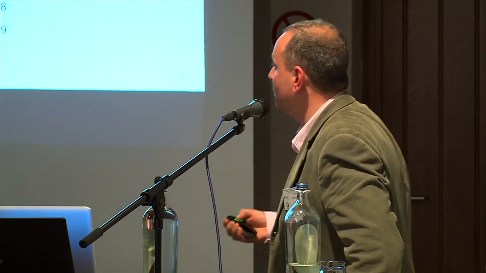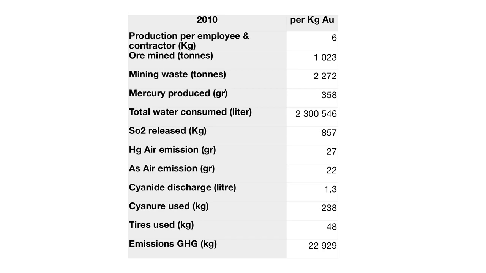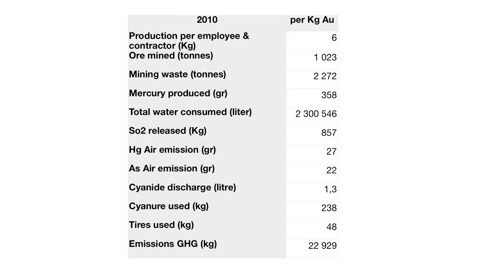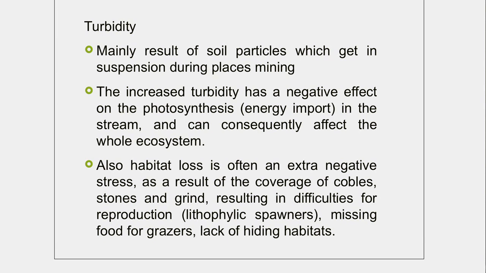I pay for my water at home. A lot of large companies don't pay for the water. They release 857 kilos of sulfuric acid for 1 kilo of gold. 1 kilo of gold is around 200 wedding bands, which is 100 weddings. Okay, this is what 100 weddings make. Release in air 27 grams of mercury, 22 grams of arsenic, more than 1 liter of cyanide is discharged. 238 kilos of cyanide is used, 50 kilos of tires is used for 1 kilo of gold, and you've got 33 tons of greenhouse gases emitted. So this is 1 kilo of gold from an industrial mine.